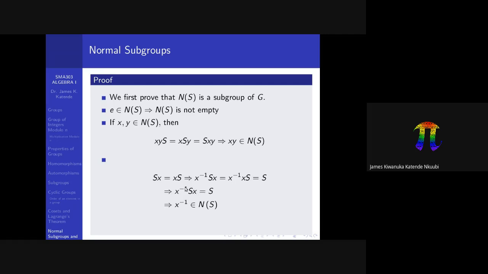So if you take x inverse as your element, then x is the inverse of x inverse. So this satisfies the condition for x inverse to be an element of the normalizer. And therefore we can now conclude that x inverse is an element of the normalizer of S.